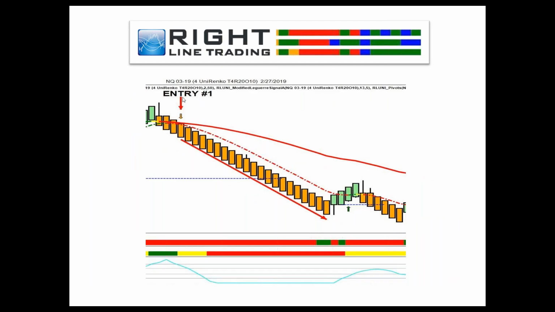Here's entry number one, the arrow. So you get a cross of the Laguerre line, across the 80 line. It's in the direction of order flow and you're in all the way down. You don't get an up arrow till right here, and that would potentially take you out of the trade.